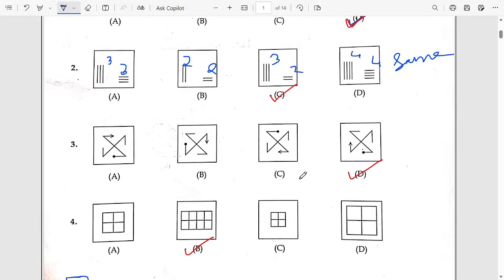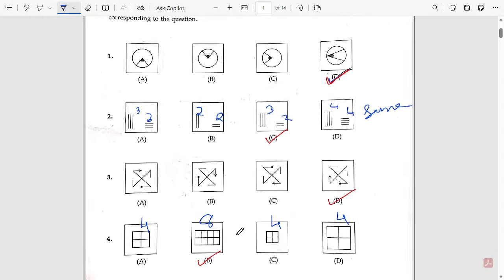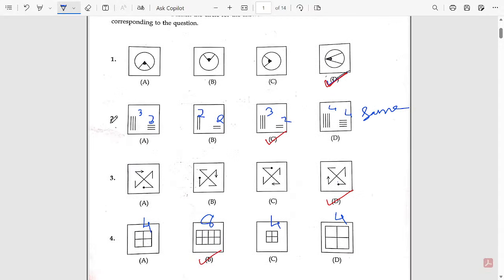Okay, now the fourth answer, what is the fourth answer? If you see the number of parts, here four parts are there, here also four, here also four, but here there are eight parts, so that is why it is different. So the answer option for the fourth is B. Everyone got the same? So that is D for the first, C for the second, D for the third, and B for the fourth. So this is part 1.